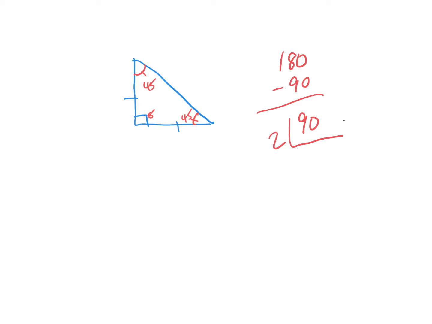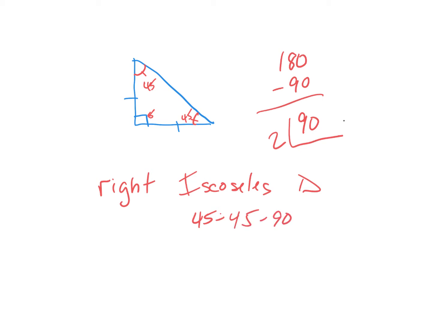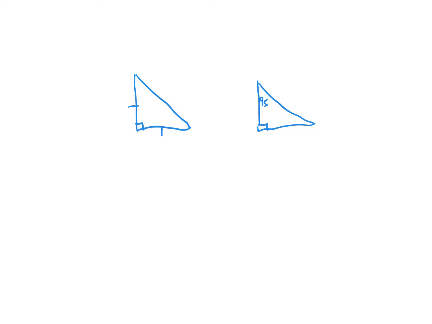So anytime you have a right isosceles triangle, that's a 45, 45, 90. Everybody understand that? And it's the name of the triangle. So they can give you a picture with the two sides equal and a right angle, and you know that it's a 45, 45, 90. Or they can give you a triangle with a 45 degree angle and a 90 degree angle, and you would know that the other angle has to be 45 because it has to add up to 180, okay?